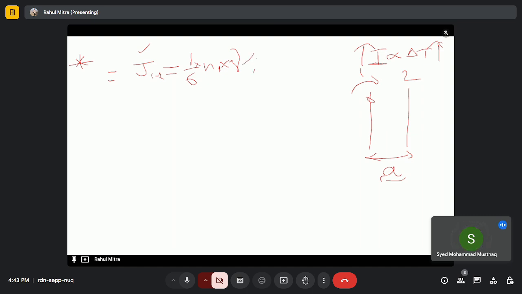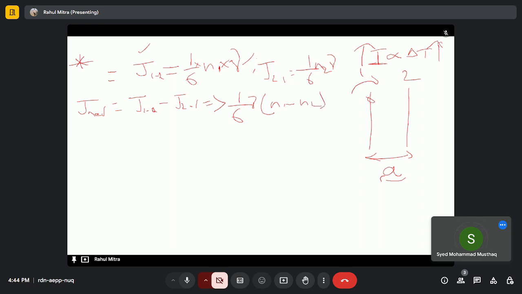Now what is it for J2 to 1? It will be 1 by 6 times frequency. Now the net flux, J net, will be, if you assume more atoms are jumping from 1 to 2 than 2 to 1, J12 minus J21, which is 1 by 6 times frequency times N1 minus N2.